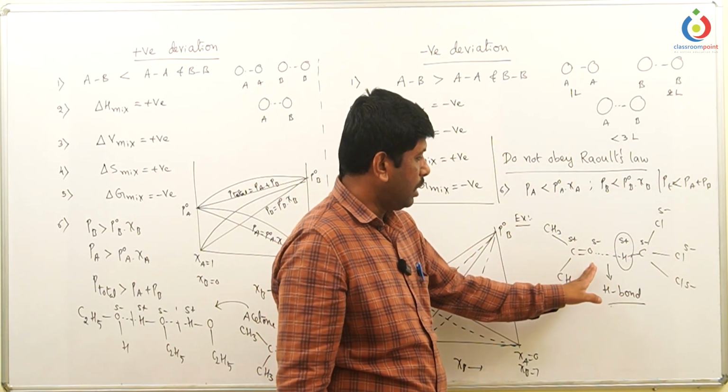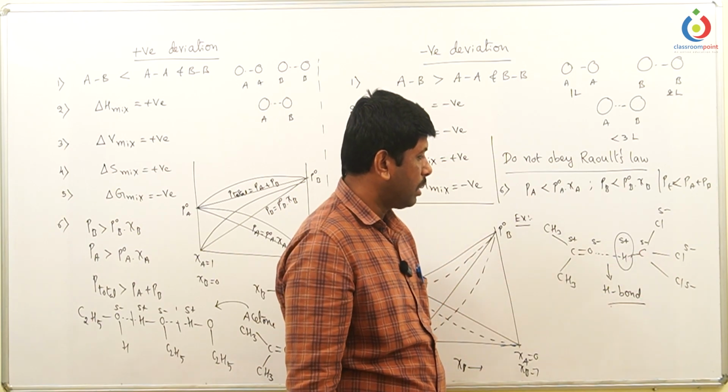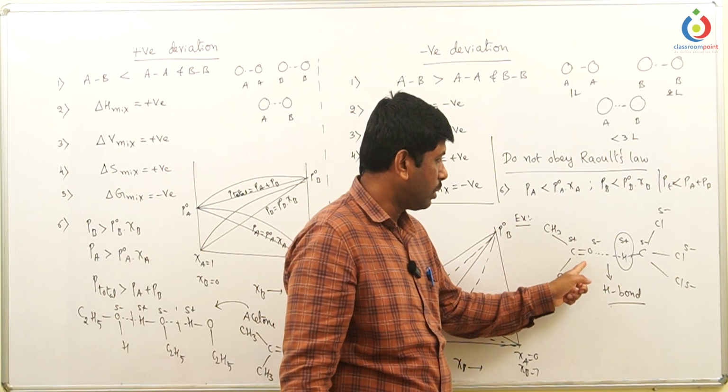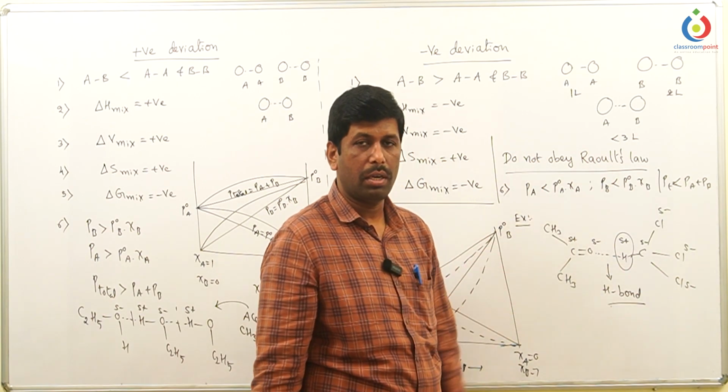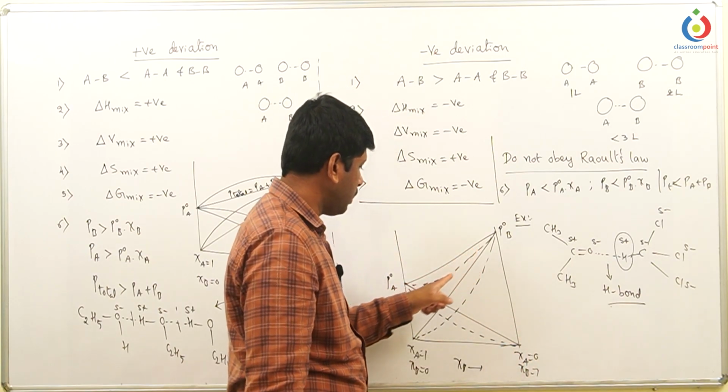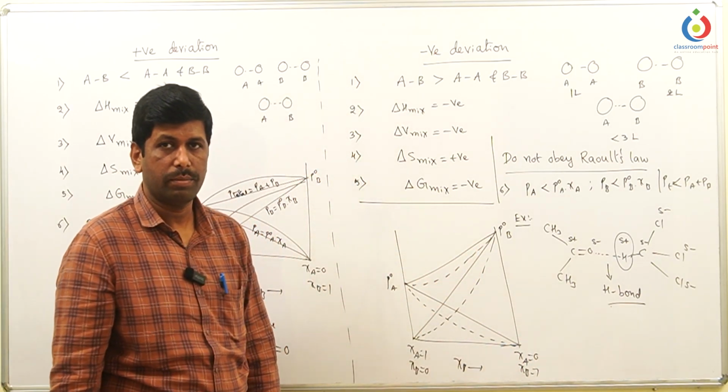So when an acetone molecule is added to the chloroform molecule, due to the formation of strong intermolecular attractions, acetone cannot escape and chloroform also cannot escape. So finally both their escaping tendencies decrease. That's why the total vapor pressure gradually decreases.